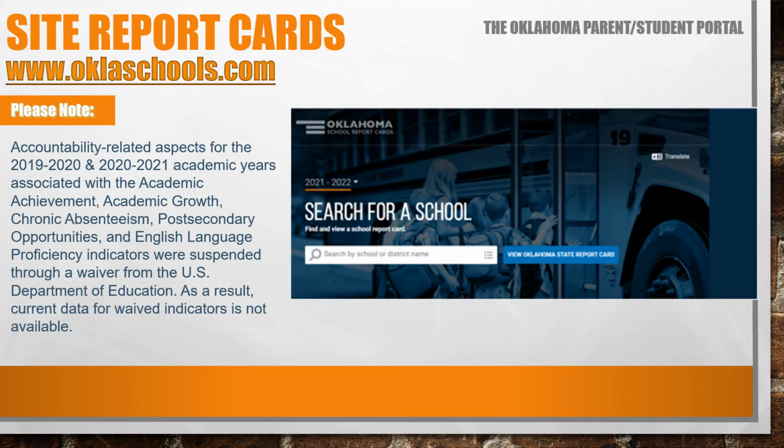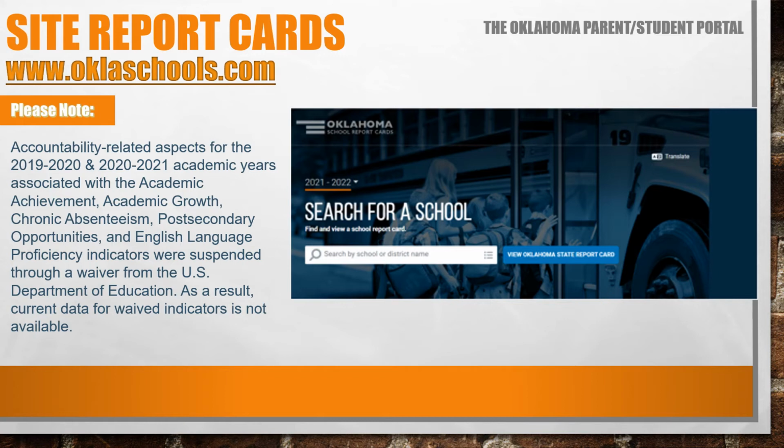Please note, accountability-related aspects for the 2019-2020 and 2020-2021 academic years associated with the academic achievement, academic growth, chronic absenteeism, post-secondary opportunities, and English language proficiency indicators were suspended through a waiver from the United States Department of Education. As a result, data for waived indicators during those years is not available.